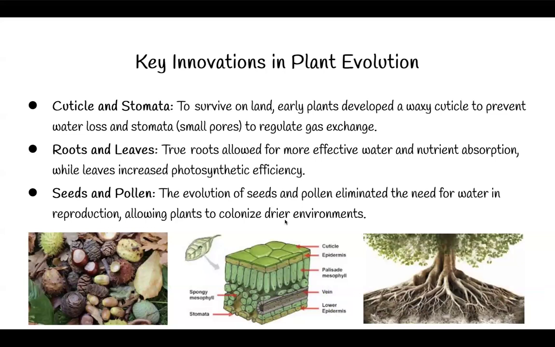Some key innovations in plant evolution. First, we have the cuticle and the stomata. To survive on land, early plants developed a waxy cuticle to prevent water loss and stomata, which are small pores to regulate gas exchange. And you can see that in the middle diagram here on the bottom. Then we have roots and leaves. True roots allowed for more effective water and nutrient absorption, while leaves increased photosynthetic efficiency. Then we have seeds and pollen. The evolution of seeds and pollen eliminated the need for water in reproduction, allowing plants to colonize drier environments.